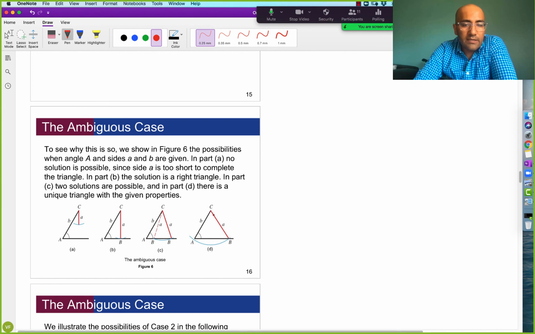Or it might be a case like this one, again, that gives you a unique solution. Or it might be a case like this where there's more than one solution. There's two possible answers to it, right? So remember the angle A is given, side B is given, and side A is given. But maybe the information provided is such that we might have two answers. We might have this triangle out here, the bigger triangle, or we might have this triangle in here.